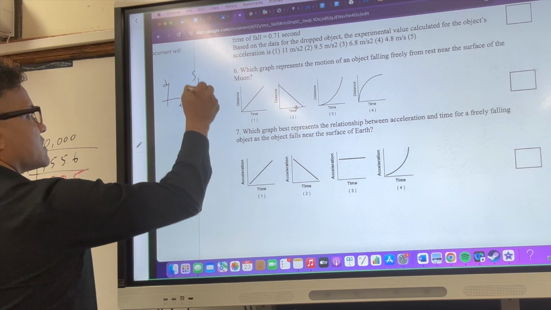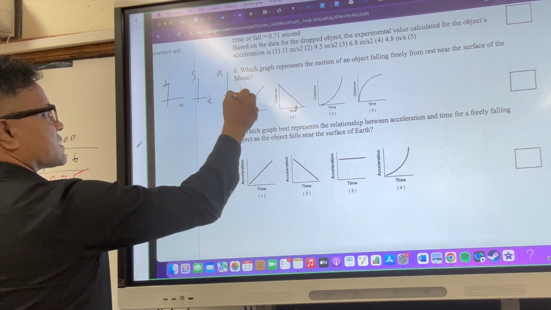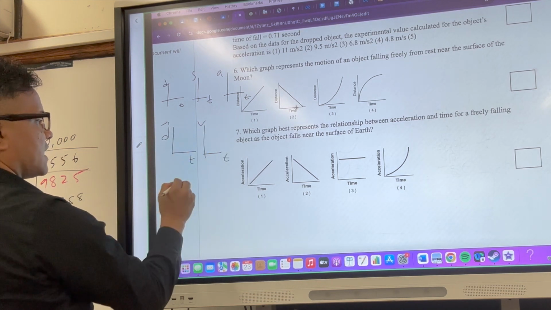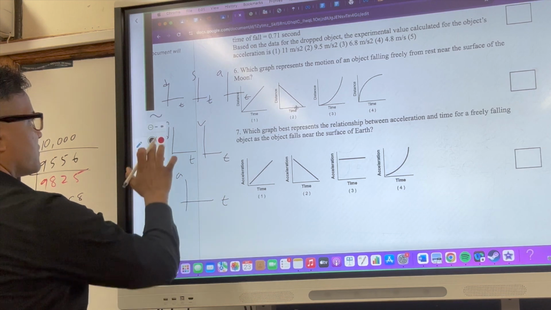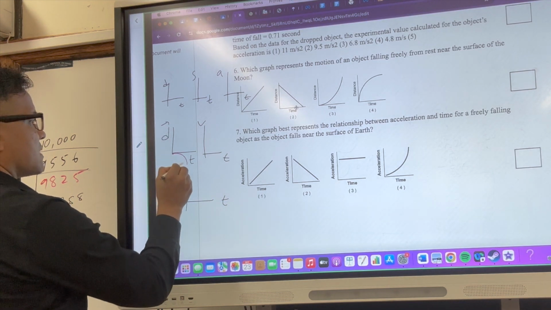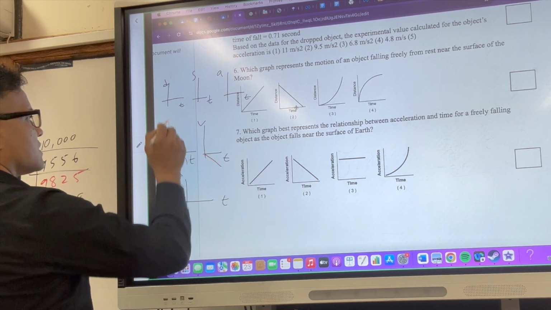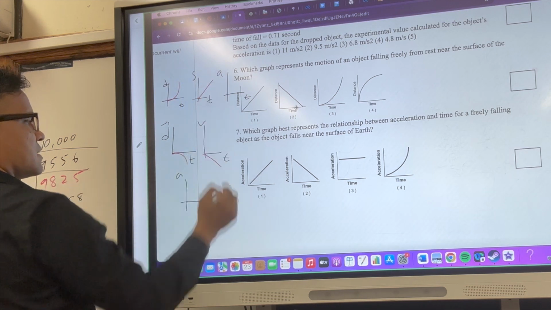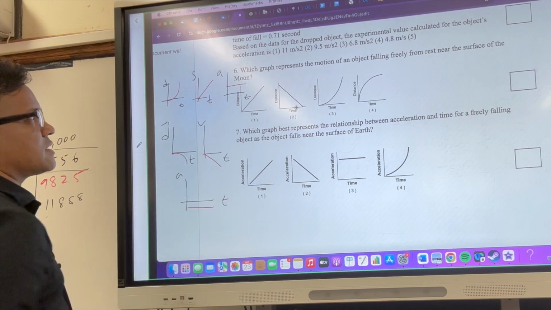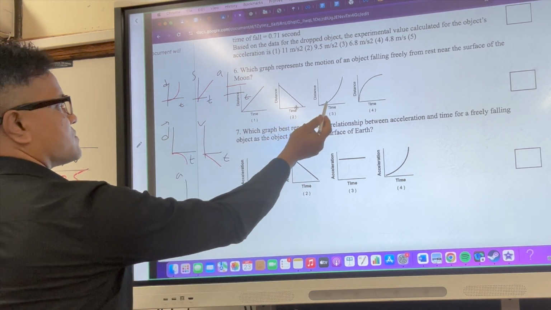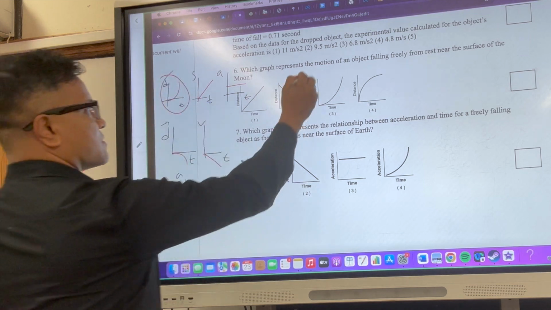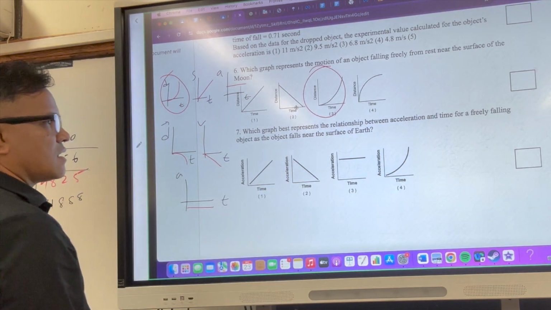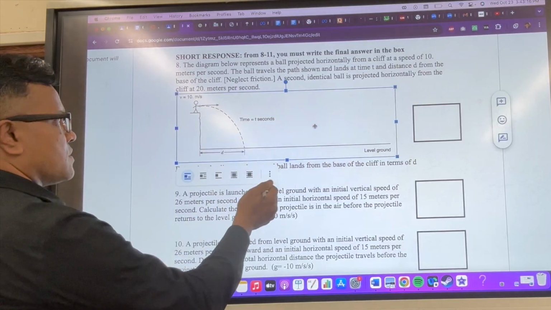Displacement versus time, velocity versus time, and acceleration versus time. When something is falling freely, the displacement versus time is this one, velocity versus time is this one, the absolute value of this one is this one. All right, so whose graph looks like this one, distance versus time? This one. And whose graph best represents the relationship between acceleration and time of a free falling body? Of course, this one.